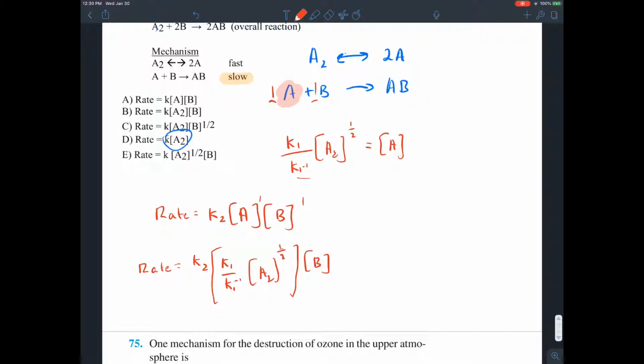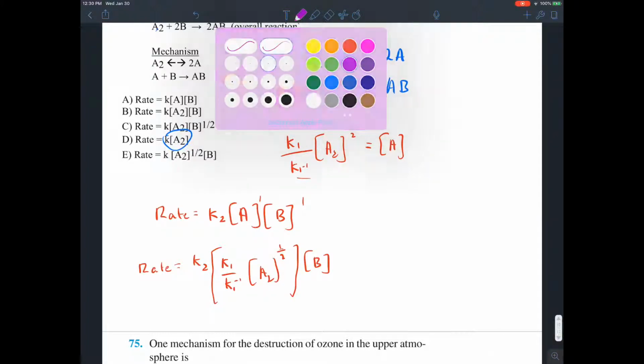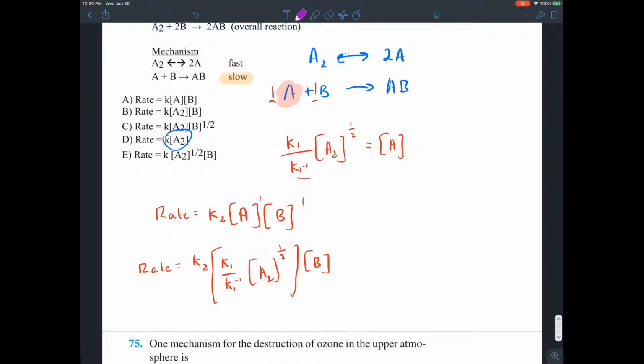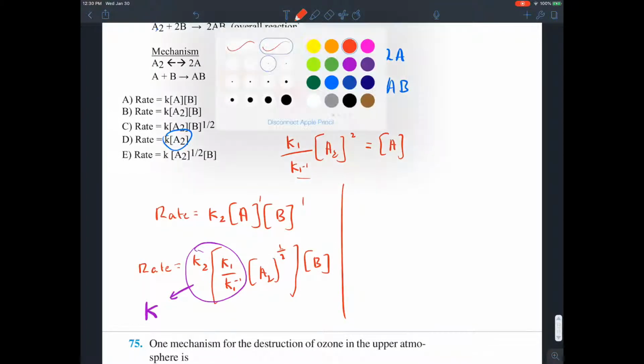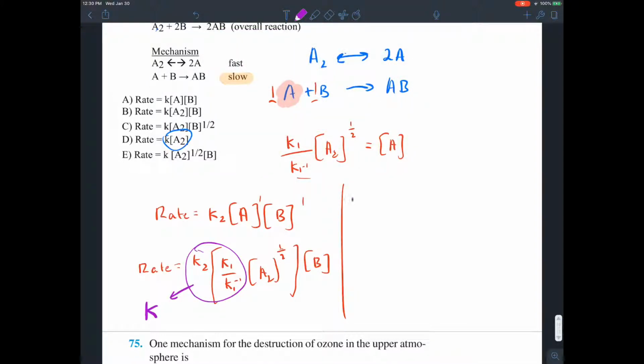Okay, so let's worry about something really quick. All of these K's are just arbitrary constants, so I'm just going to combine them all into one big K, because they're all just arbitrary constants, so it doesn't really matter. They're all dependent on temperature, so we don't really care. So my overall rate law at the end is rate is equal to big K times A sub 2 to the 1/2 power and B.